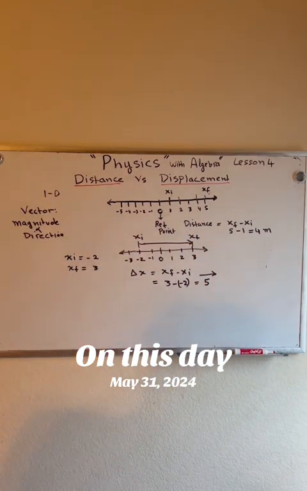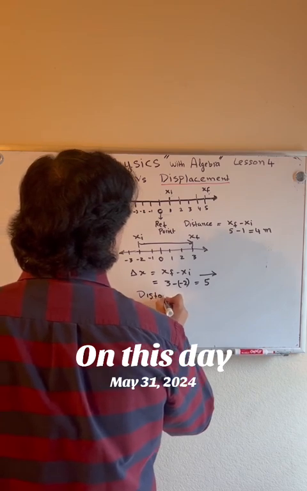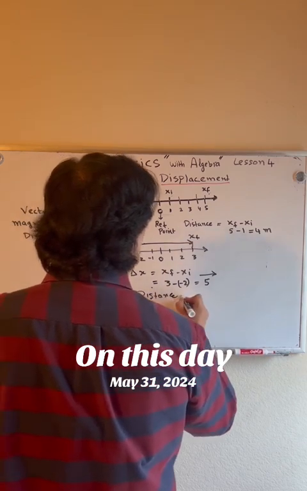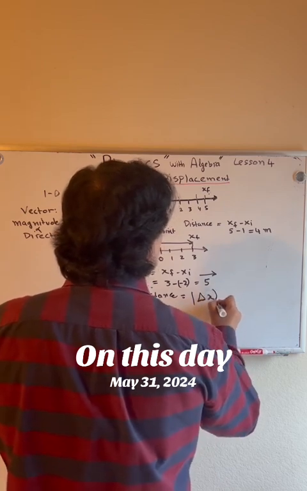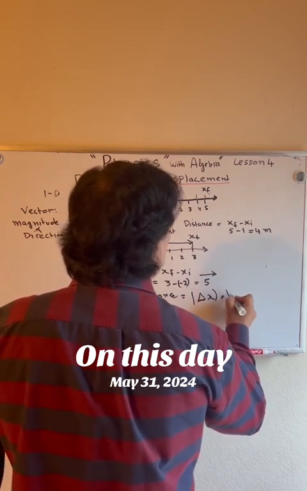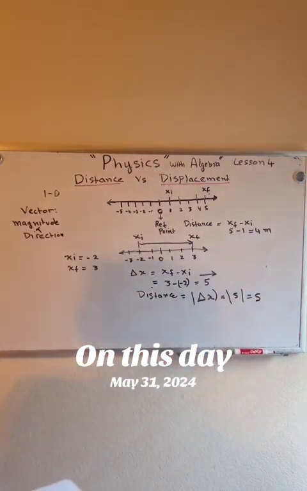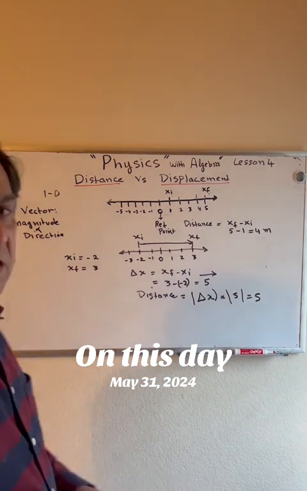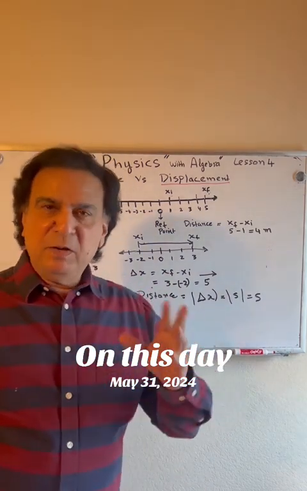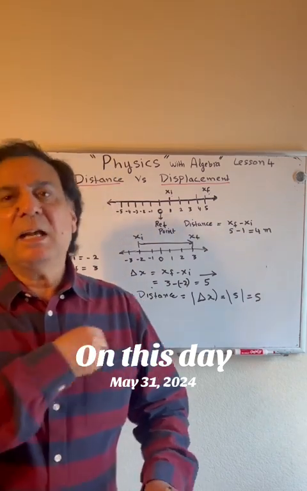So then I ask you, what's the distance? So distance is going to be basically just the absolute value of delta x. So the absolute value of delta x, which in this case is the absolute value of 5, which is equal to 5. So how's that? Okay. I'll come back and do one more example, which will have a negative in there, which will make more sense. I'll come back and solve that for you.